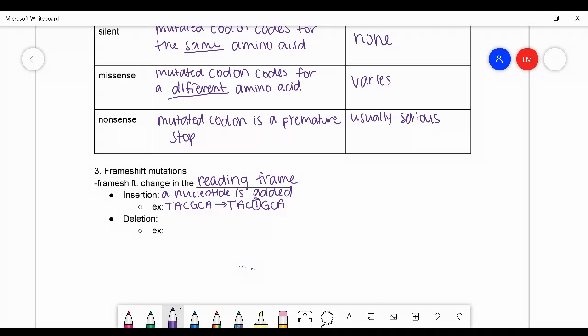With a deletion, a nucleotide is removed or taken away. So maybe here our DNA should read TTACGA, and we have a deletion, and then it reads TTCGA. So that's going to change our group of 3s that are read. And we'll look at more specific examples of these and how serious the effects can be when we meet in class.